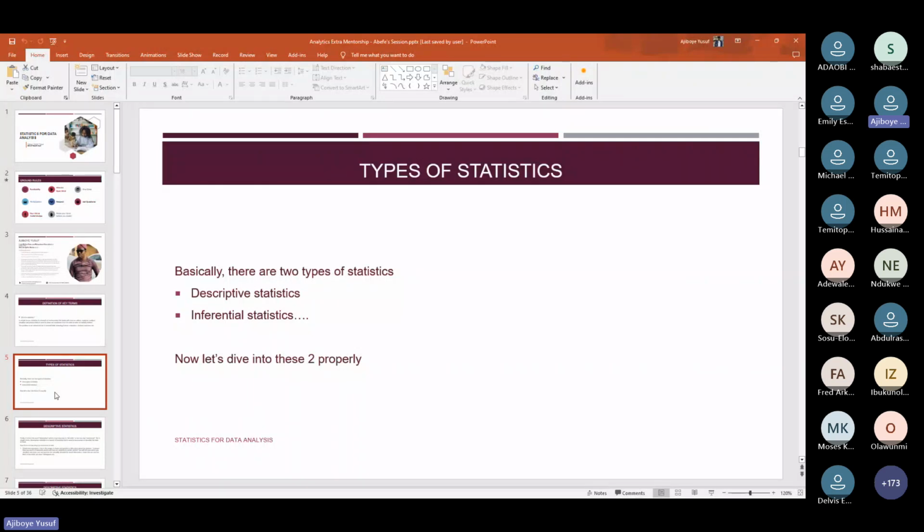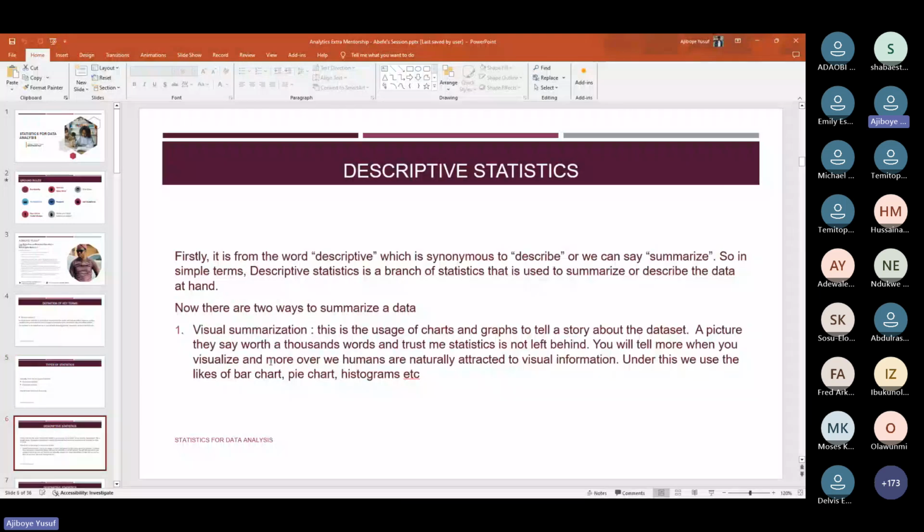Oh, Abefe is a fine boy. Yeah, you're describing me. Oh, Abefe talks a lot. You are describing me. Abefe is a tall guy. You are describing me. Mr. Adewale is a fine man. You are describing him. You are summarizing him. So, it comes from the word descriptive, which is synonymous with describing, or we can say summarize.